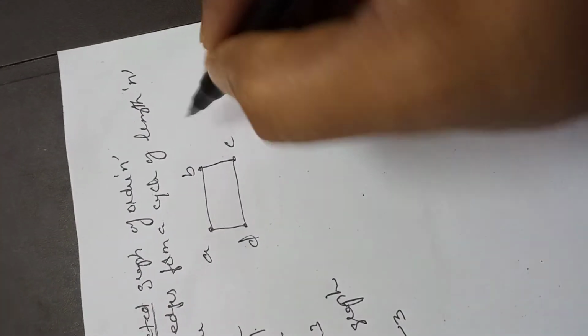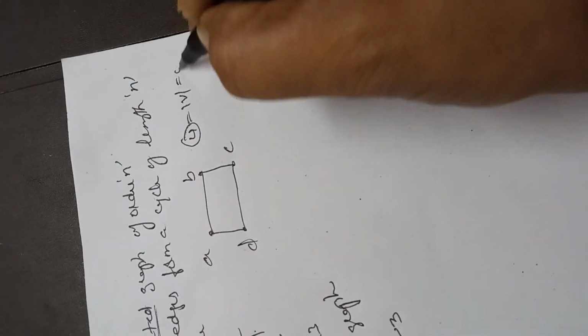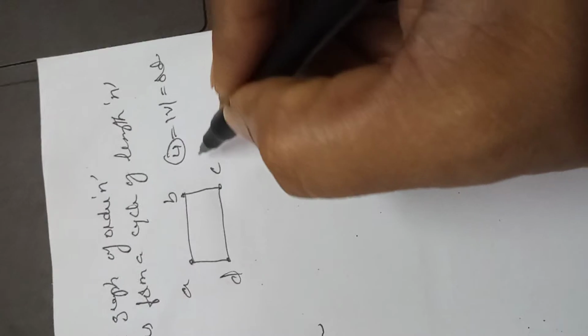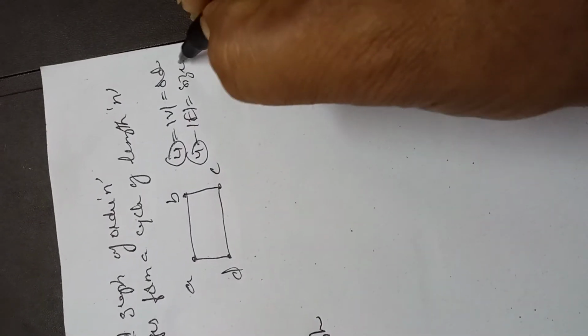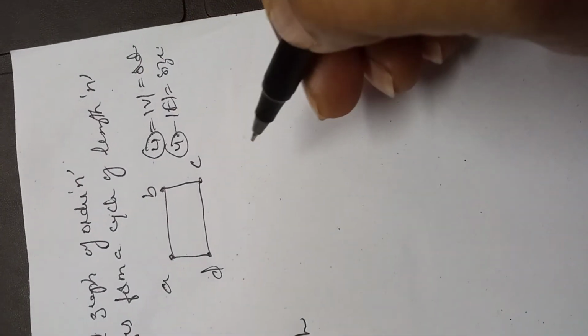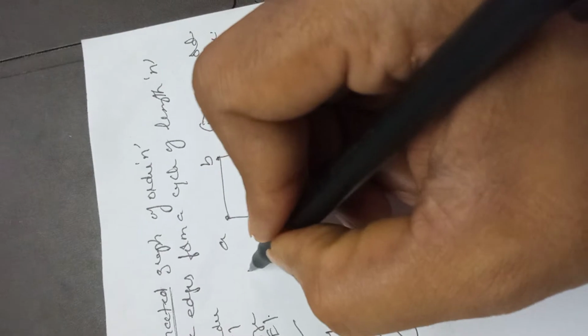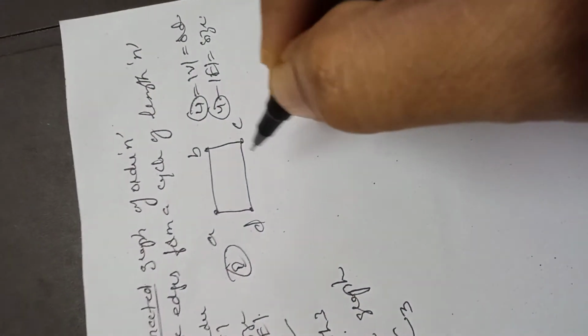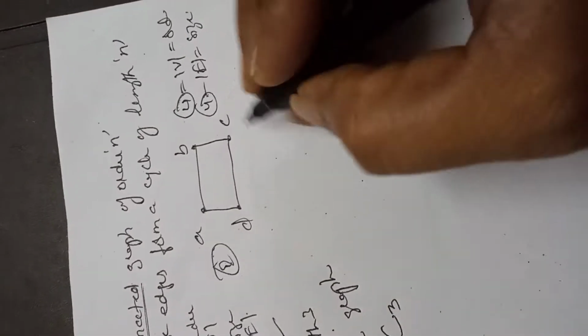Now, how many vertices are there here? Vertices is equal to 4. The order of the graph is equal to 4. And what is the size of the graph? The size of the graph is also equal to 4. The number of edges in a graph is called the size of the graph. Now, we have to check whether this graph is a cycle graph or not. The first part of the definition: whether it is connected or not.